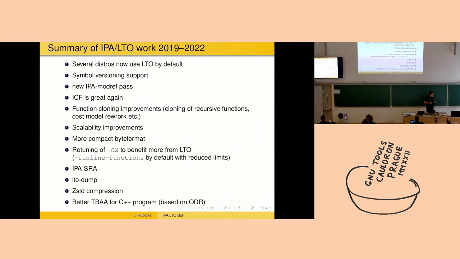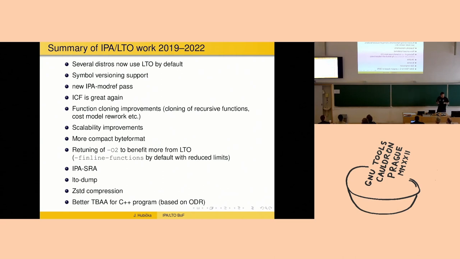And there was work on function cloning, which was motivated by the Exchange benchmark, but hopefully it's useful for other things. That was done by, I forgot. Martin, yeah, okay. And there were some scalability improvements, so we can compile Firefox and Clang in reasonable time.